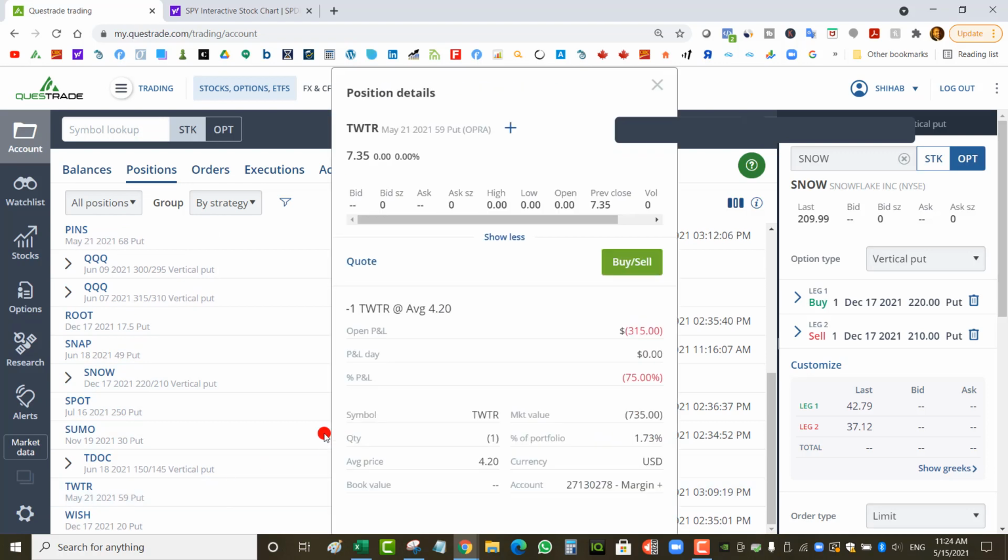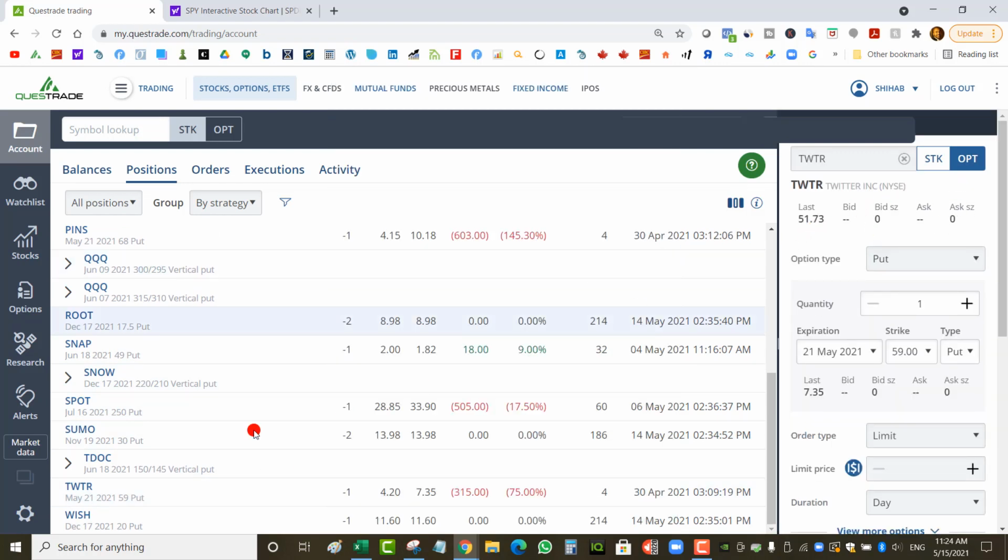Oh, and there's another one that's in the money. Twitter, a put option on Twitter. Twitter's at 51.73. My short put is 59 for next week. So most likely I'm going to have to roll this again. This was an earnings trade that went against me and just kept dropping with the tech sell-off.